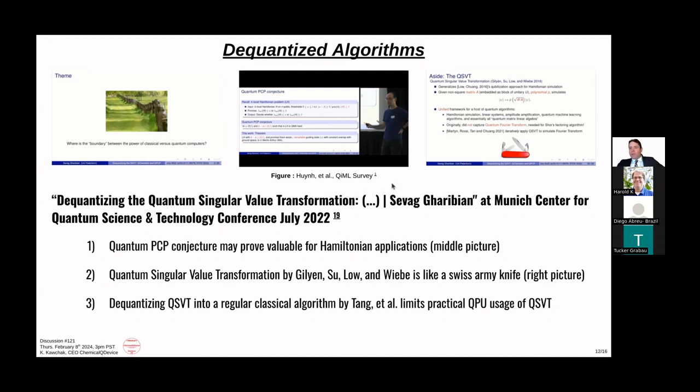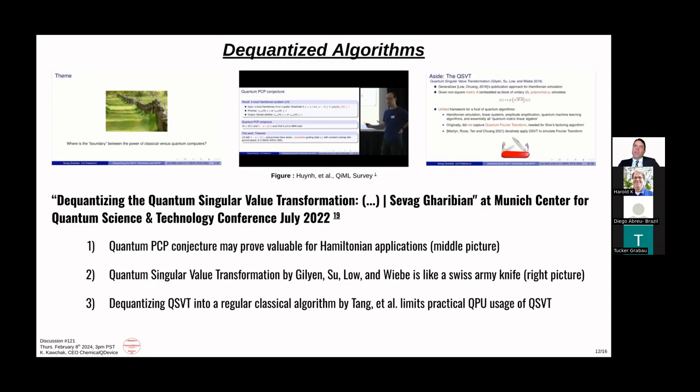So you can't talk about dequantized algorithms without mentioning the other people that have developed this. So Yu and Tang in specific, this has been her project in her PhD work, and I'll lead up to the dissertation that she created. But it's all about this QSVT, quantum singular value transformation. And it was Gilyén, Su, Low, and Wiebe. You'll hear about them. And it's like a Swiss Army knife, is what they say of quantum algorithms.